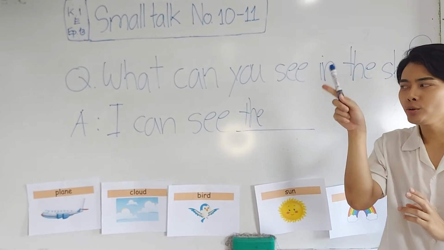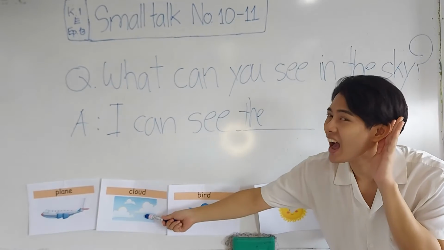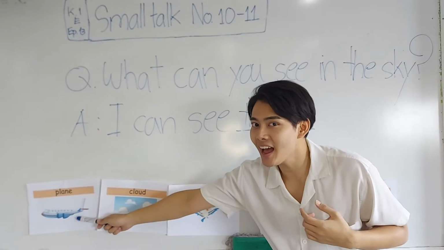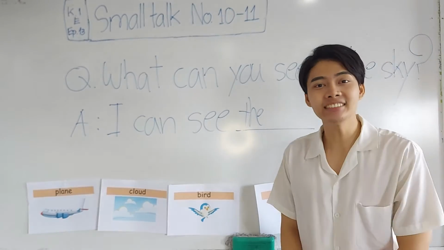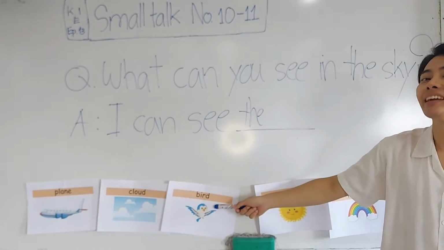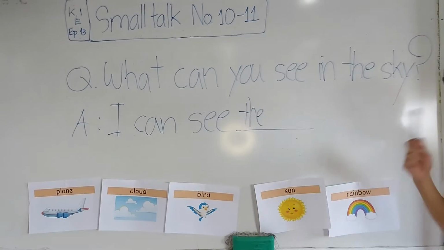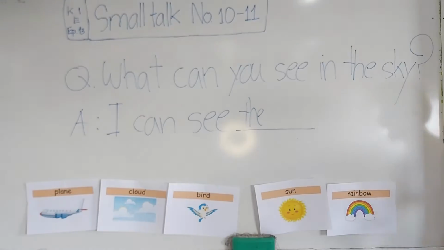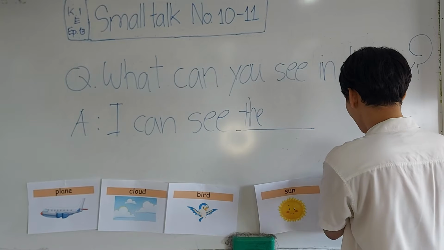And what can you see in the sky? Very good. I can see a cloud. What can you see in the sky? Your turn. Very good. I can see a plane. What can you see in the sky? I can see a bird. Very good. What can you see in the sky? I can see a rainbow. Very good. Wow, very good.